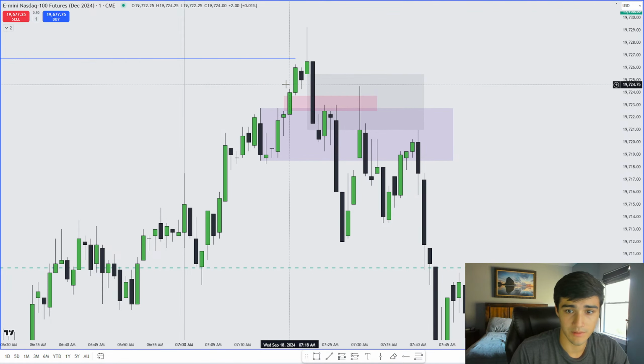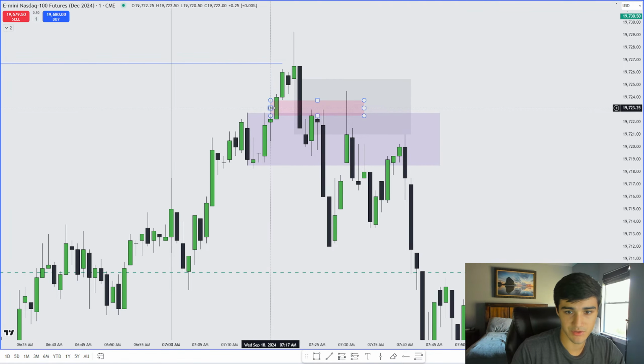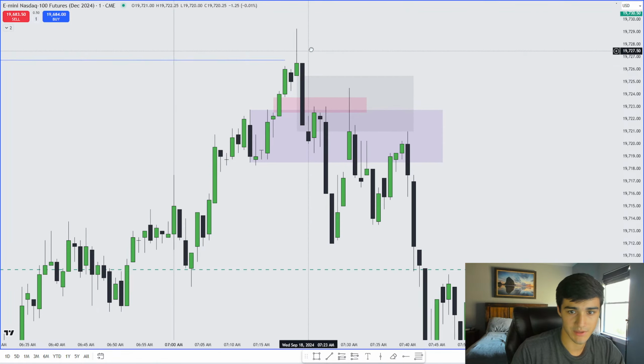And then I'm looking for an inversion fair value gap, a sell side imbalance, buy side inefficiency. We have a change in the state of delivery here. And then I would look to sell short on the inversion fair value gap. So once we have a confirmed change in the state of delivery, well, we actually have one here. We have a little up close candle here.